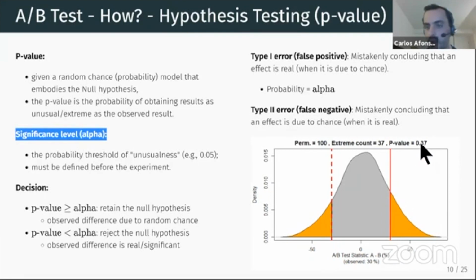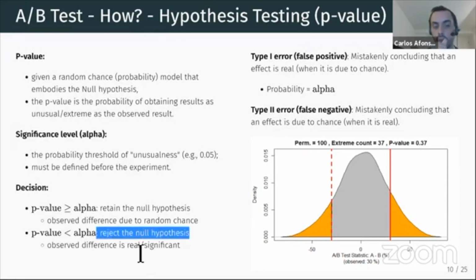In this case, the p-value is 0.37. You can see that 0.37 is much larger than 0.05. So in this case, this would be the decision. We have to retain the null hypothesis. We conclude that the difference is just due to random chance. If this area in orange is very small, and which returns a very small p-value, meaning a p-value that's smaller than 0.05, then we could reject the null hypothesis, and we could conclude that there is a real difference between A and B, and that the difference is significant, statistically significant.